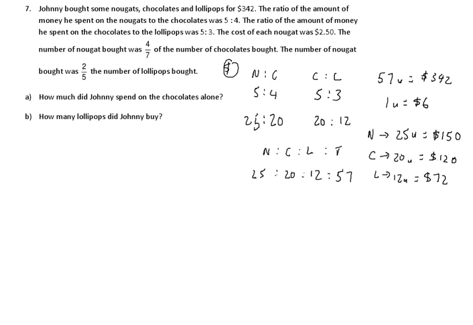Okay. So now, even without reading the question, I've managed to answer how much did Johnny spend on the chocolates alone? Which is this part?